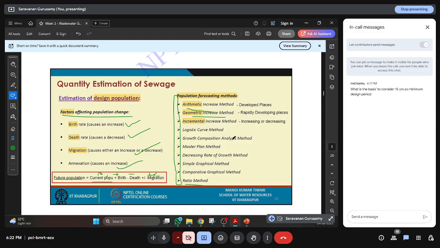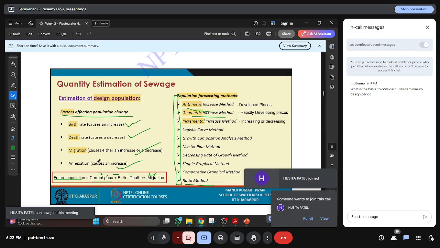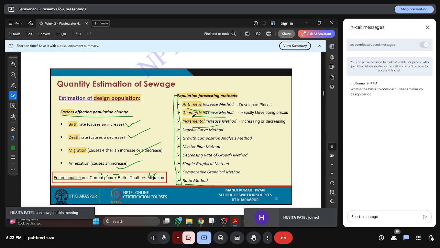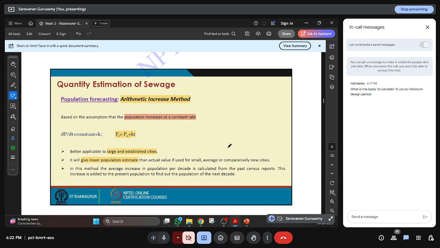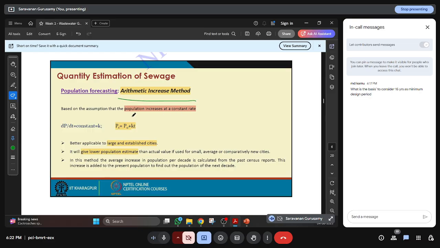Or if the increasing rate may increase or decrease, then you can take the incremental increase method. And some other methods will vary based on the growth of the city, so that I am also going to discuss here. First, if you take the arithmetic increase method, the population increases at a constant rate.